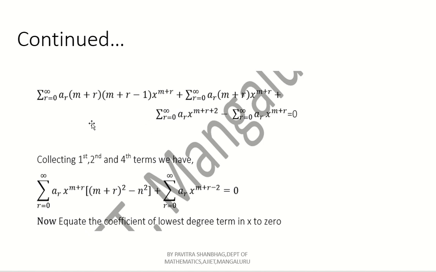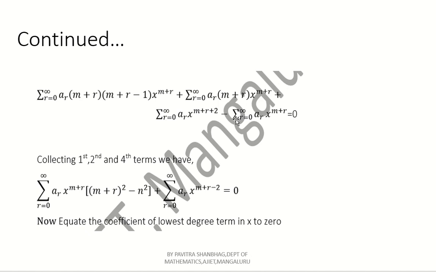Collecting the first, second and fourth terms, we have summation r from 0 to infinity, which is common for each and every term. See here, r from 0 to infinity in all of them. Even a_r x^(m+r) is also common. See here, a_r common everywhere, and x^(m+r) also common. What remains additional? Additional is m+r times (m+r-1), here m+r, and here minus n square is there.